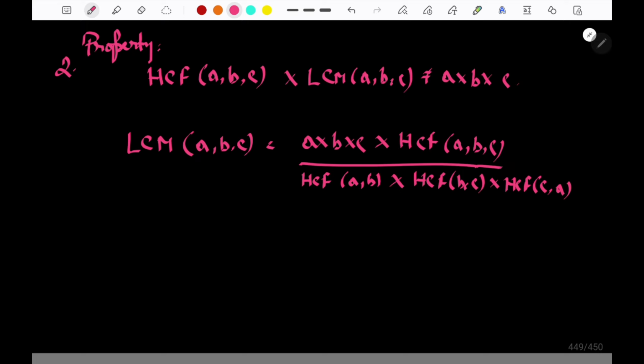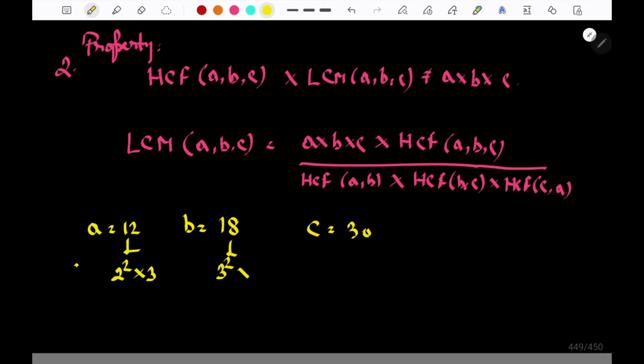Now this becomes quite difficult. We are not required to prove it. Unnecessarily we are not going to prove it. But we understand one thing with an example. Let's take one example. For example, a is equal to 12, b is equal to 18, c is equal to 30. So what is a into b into c? Now 12 can be written, first as a term of prime factors, 2 square into 3. Again 18 can be written as 3 square into 2. 30 can be written as 2 into 3 into 5.